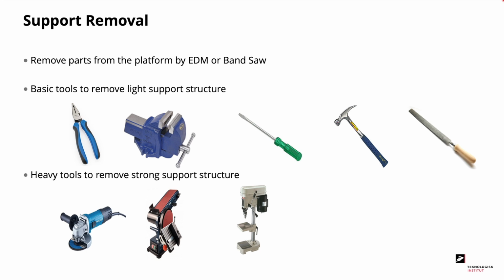Next, we have support removal. Here you will remove parts from the platform by either EDM or bandsaw. Basic tools such as pliers, screwdrivers and hammers are used to remove light support structure. Heavy tools such as column drills can be used to remove strong support structure.